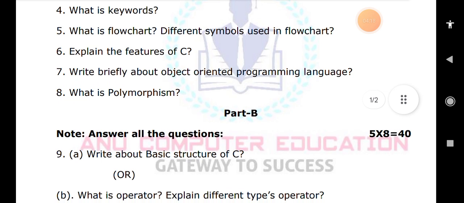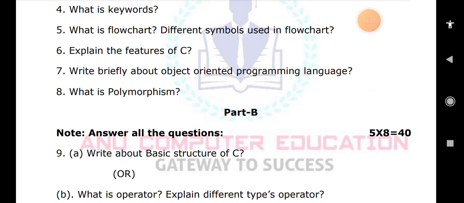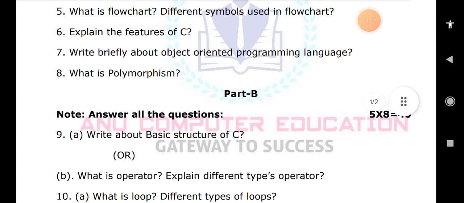Now what is an operator? An operator is a special symbol which is used to perform a specific task. In C language, operators are unary, binary, ternary. So all these operators you have to write. Okay, so this is a very important question.